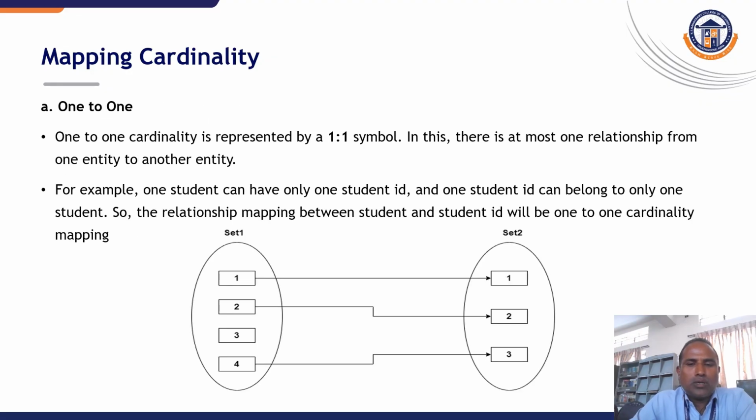The first one is one to one. So one to one cardinality is represented by 1 is to 1 symbol. In this, there is at most one relationship from one entity to another entity. For example, one student can have only one student ID, and one student ID can belong to only one student. For example, your ID, or we can say registered number. So one registered number can be assigned to one student only. So this type of cardinality is called one to one cardinality.